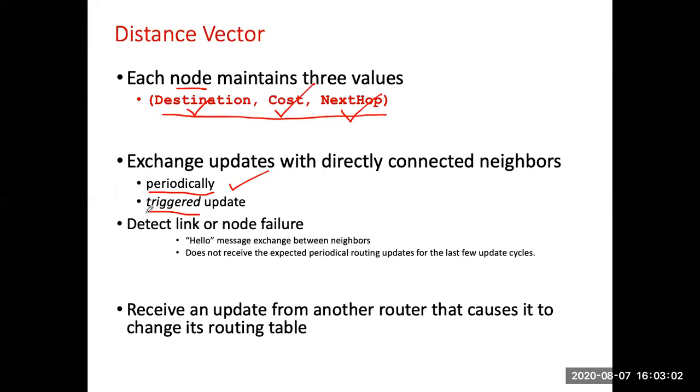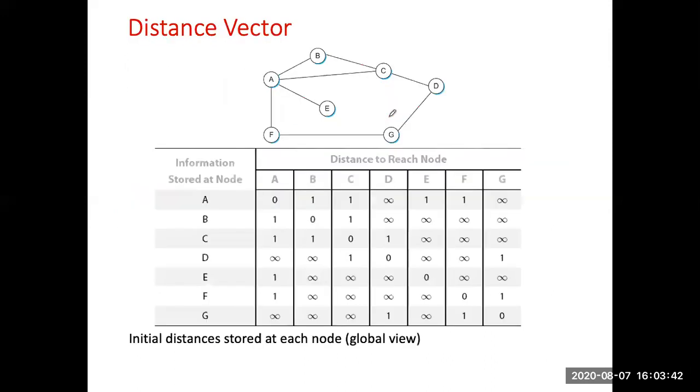Okay, and the triggered updates are, this means if there is a node failure, or there is another message from some neighbor, in this case they are triggered by getting the update. So there are two types of updates: the first one is periodic, and the second is the triggered update. Whenever a router receives an update from another router, it causes a change in its routing table, so the values can be changed on this basis. So this routing table is a dynamic routing table which is continuously updated.